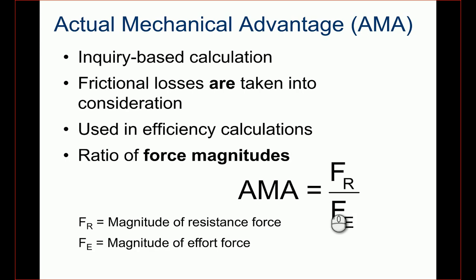But which one will be bigger? Okay, I'm going to have you answer that at the end of this as an exit ticket. One of these is going to be bigger. Is it going to be my IMA or my AMA? One will always be bigger. Is it going to be the ideal mechanical advantage or the actual mechanical advantage? And why is one bigger than the other?